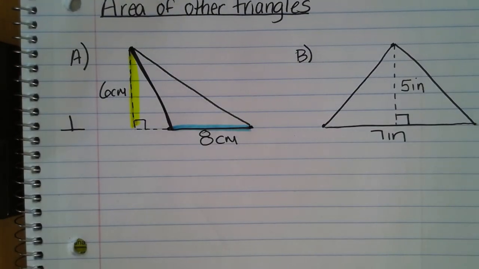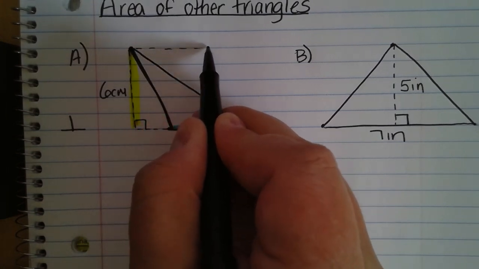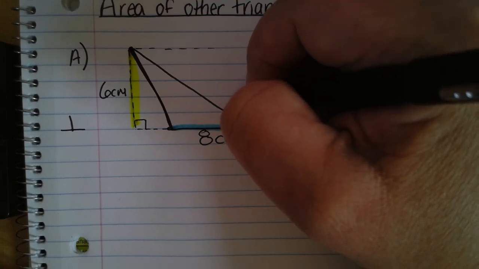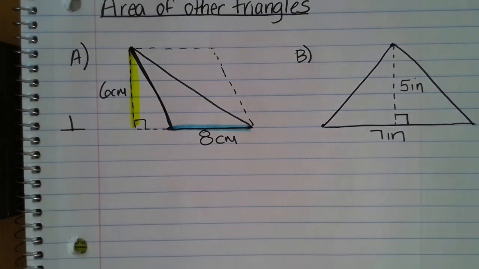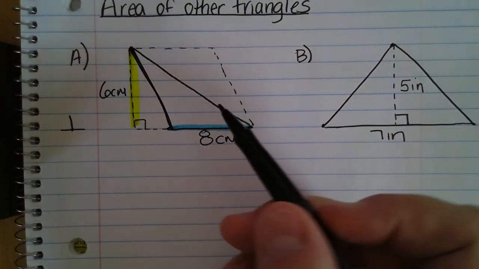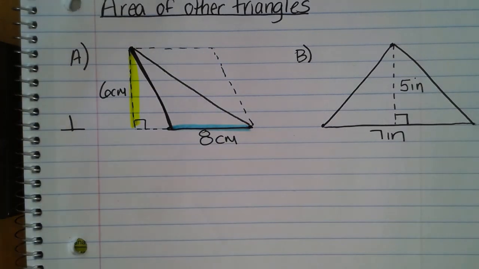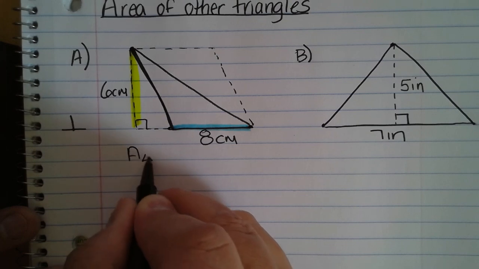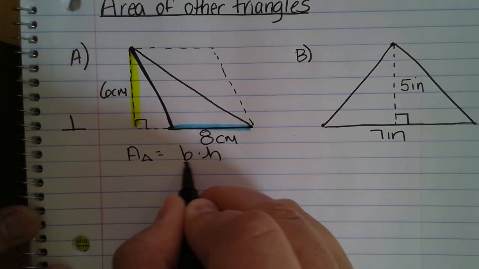If we were to take this and we were to make it into a parallelogram, we would go like this and take that same angle here. The formula for parallelogram would be base times height, but we can see that the area of this triangle would be half that of the area of the parallelogram. So our formula for area of the triangle is base times height divided by 2.